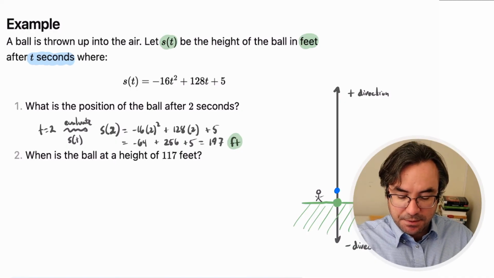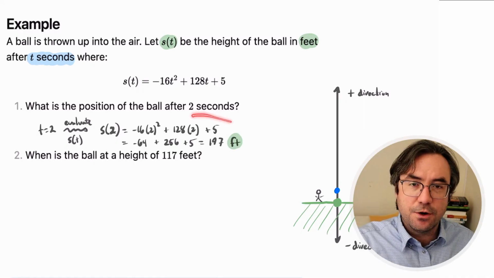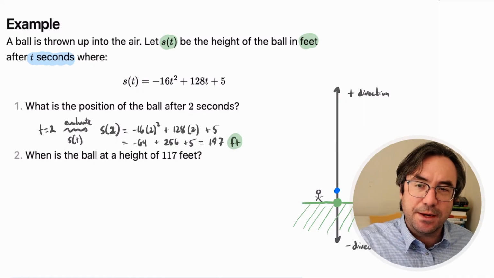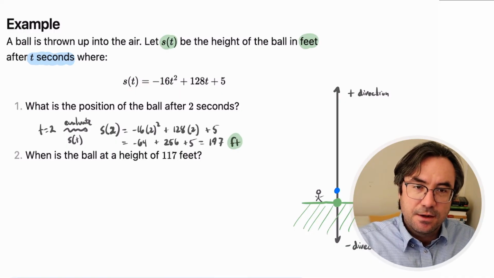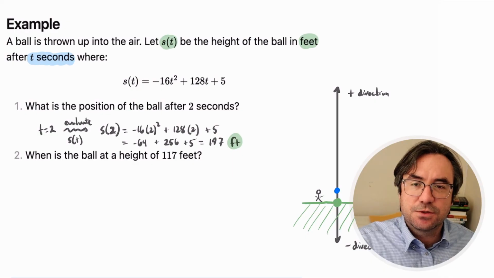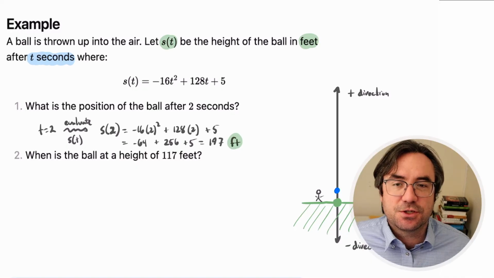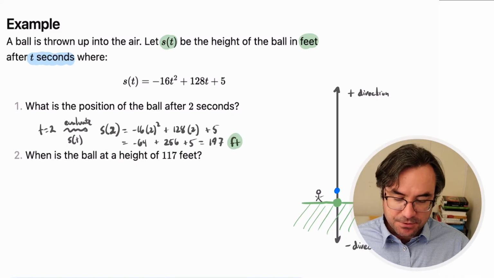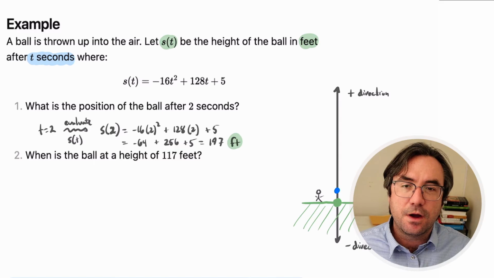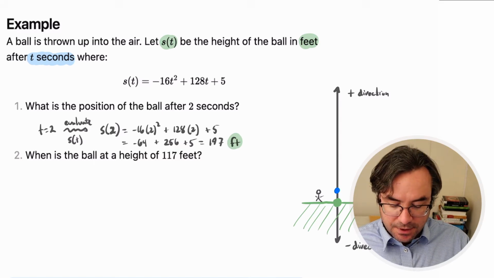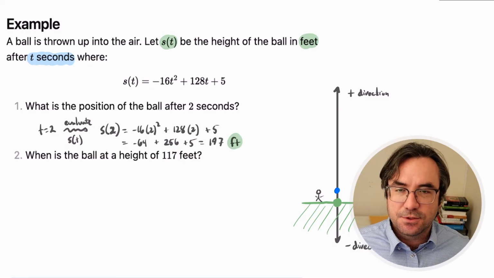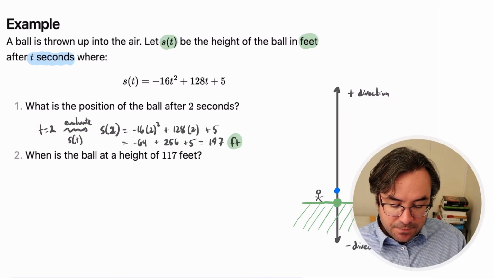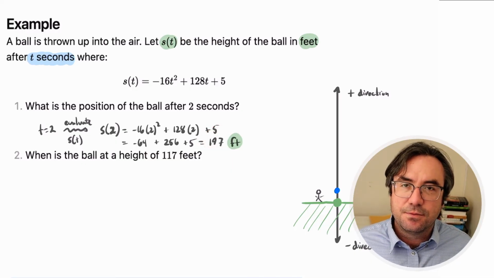So this is just one of the games we can play with a position function. If we want to know where our object is at a certain time, just evaluate it. Well, we can also go the other way. We can use this function to make predictions about when our object reaches a certain point. So what time does it reach a certain height? That's what we're going to do in the next one. We're going to look at when the ball is at a height of 117 feet. So it's like we have the position and we want to work backwards. We want to figure out the time. In the previous one, we had the time and we were able to just plug in and get the position.